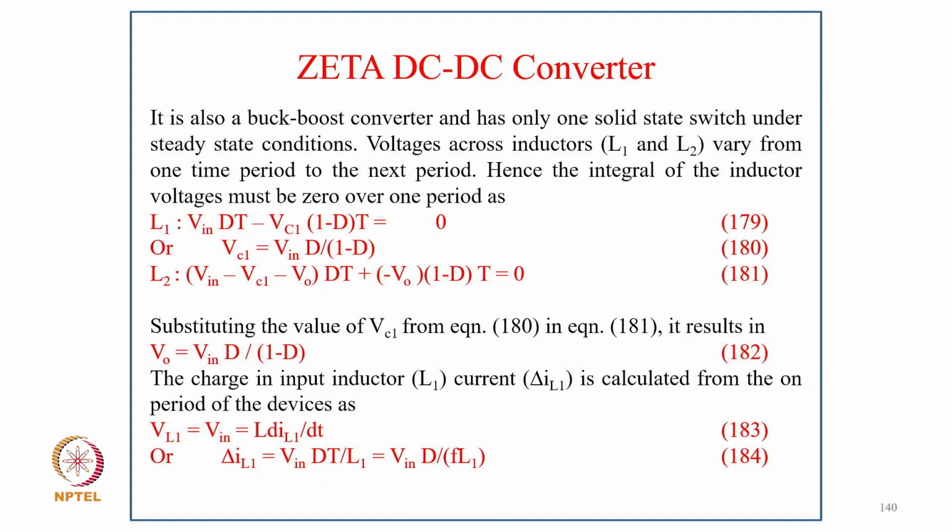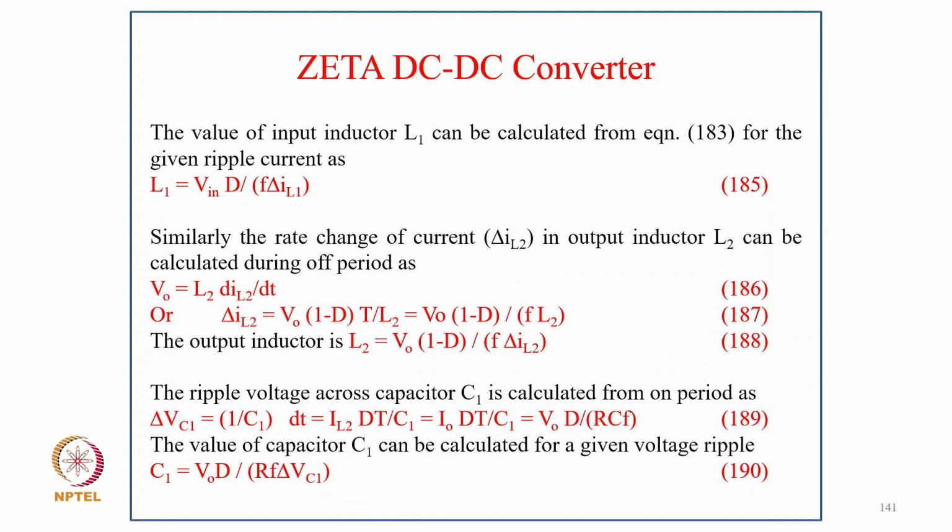So from which we can get, putting the value of this Vc1 from first and second, we get V equal to Vin into D upon 1 minus D, and the change in the input inductor current, change in the input current IL1, is calculated from the on period. So you can call it VL1 equal to Vin equal to L dI by dt. So delta IL upon Vin dT upon L1, or Vin dT upon LF, or the value of inductor L1 can be calculated as Vin D divided by F delta IL for a given ripple current.